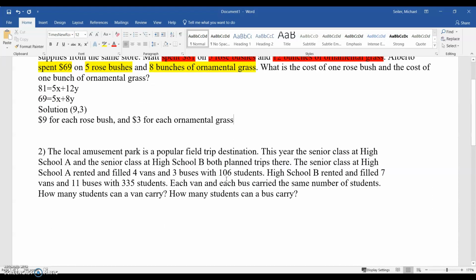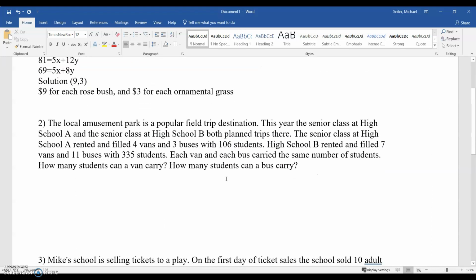Take a look at the number 2. The local amusement park is a popular field trip destination. This year, the senior class at High School A and the senior class at High School B planned trips there. The senior class at High School A rented and filled 4 vans and 3 buses with 106 students. High School B rented and filled 7 vans and 11 buses with 335 students. Each van and each bus carry the same number of students. How many students can the van carry, and how many can a bus carry?